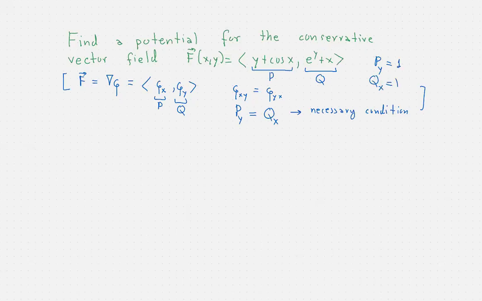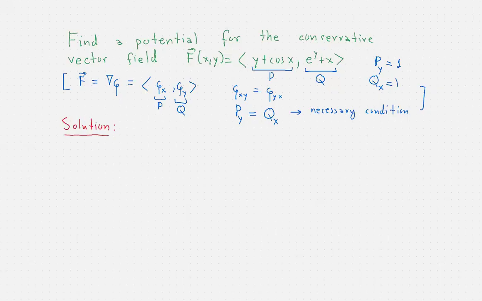Now the question is, how do we find a potential? And again, I'm saying a potential because if you have one potential, then you can add any constant to it and you will get another potential. So a potential is by no means unique. And the idea is pretty simple. So since, let's say, the first component is the derivative of a potential with respect to x, then we should be able to recover, at least partially, as we're going to see, the potential by integrating with respect to x.